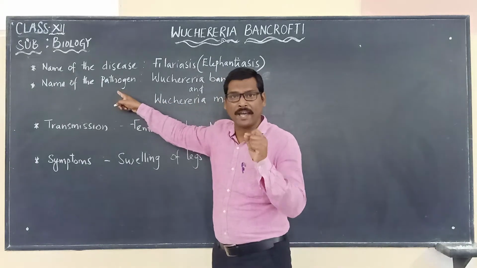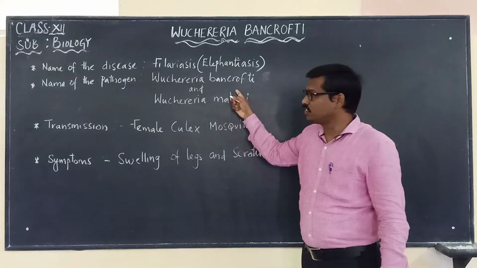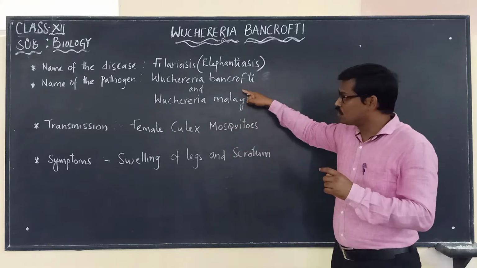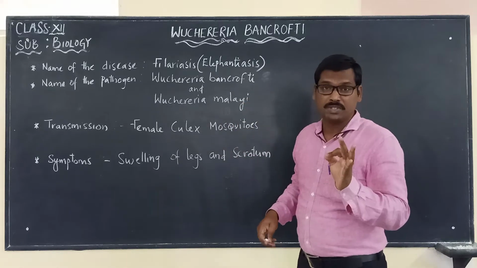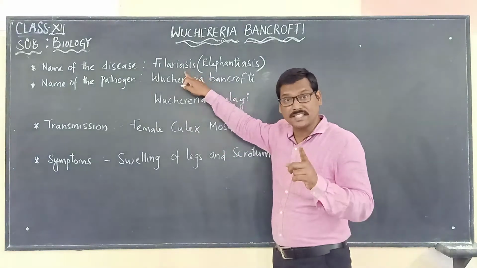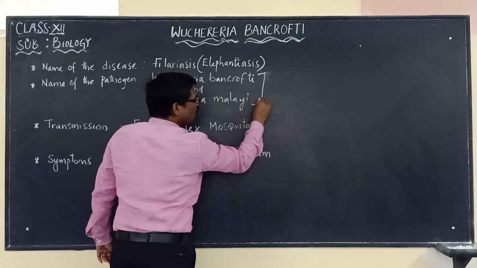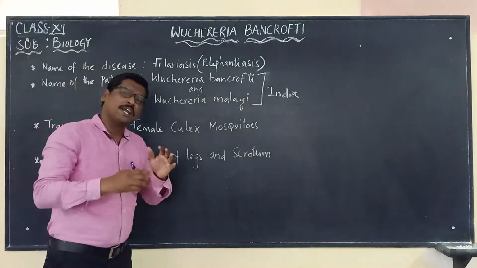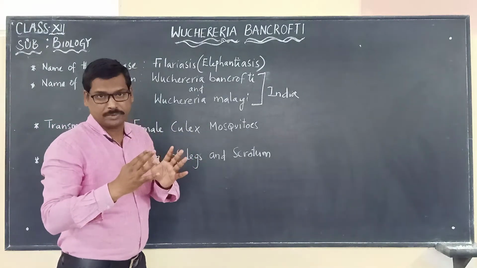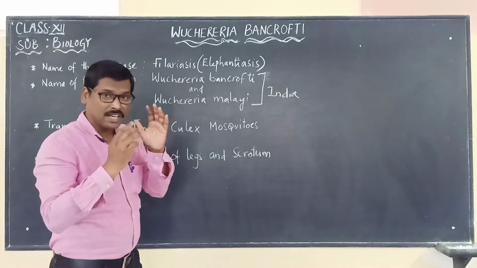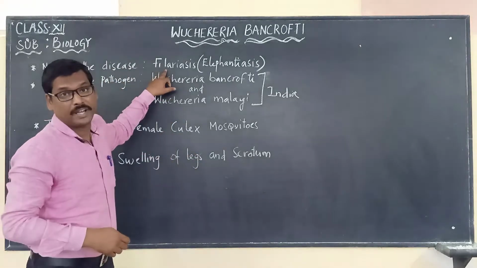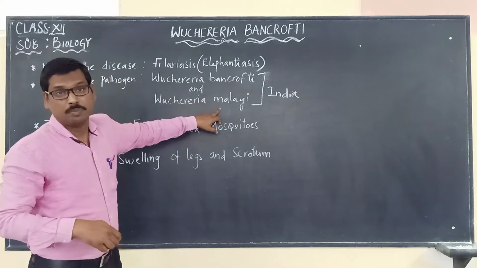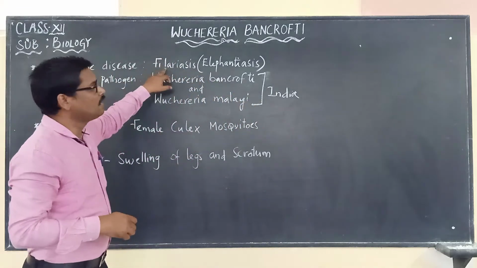This disease is caused by pathogens called Wuchereria bancrofti and Wuchereria malai. These two are very common worms that infect and cause filariasis in India. Otherwise, there are many other roundworms responsible for causing the disease called filariasis. But in India, the very common ones are Wuchereria bancrofti and Wuchereria malai.